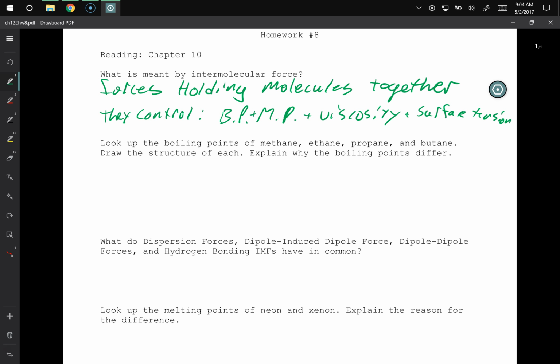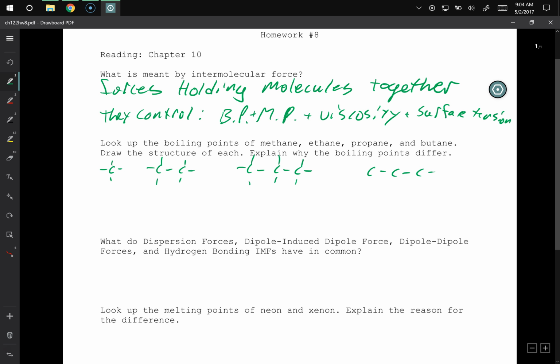Methane, ethane, propane, and butane. Draw the structure of each and explain why the boiling point's different. So I've got a C with a bunch of H's around it. I got two C's with a bunch of H's around it. I got three C's with a bunch of H's around it. And I got four C's with a bunch of H's around it. Do you want us to draw them like this or in 3D shape? This is fine.